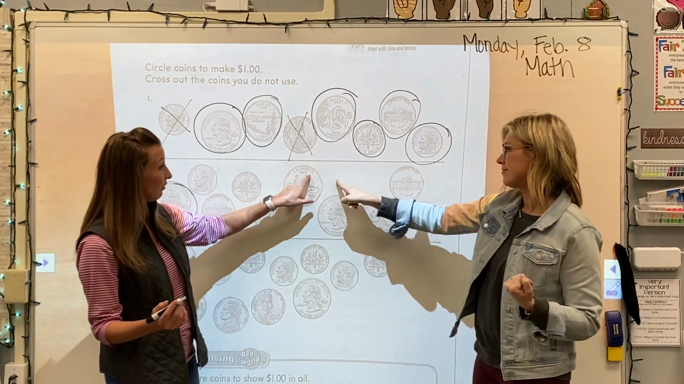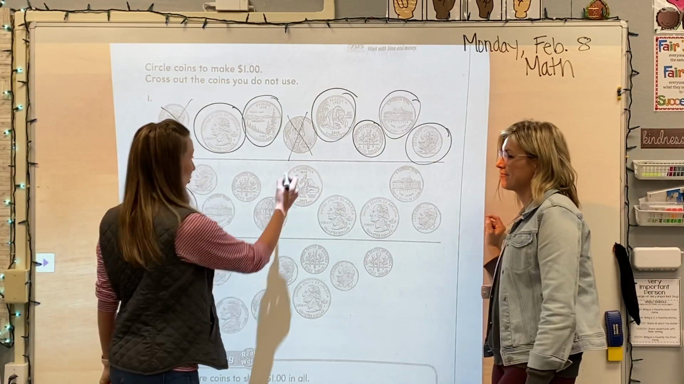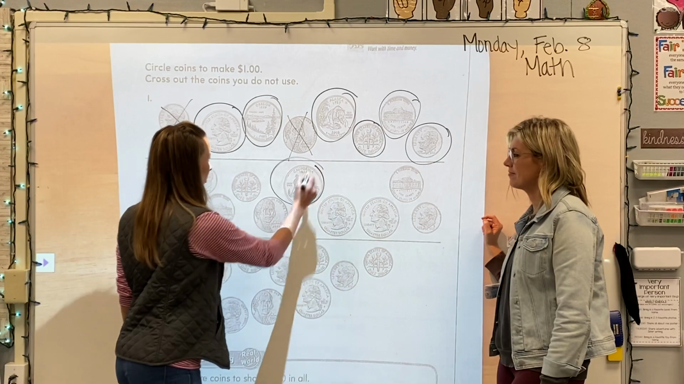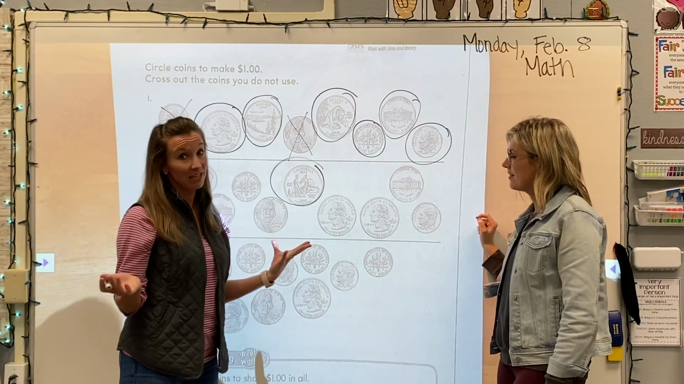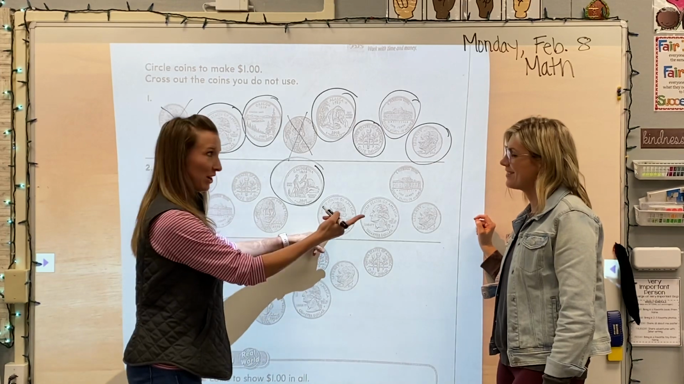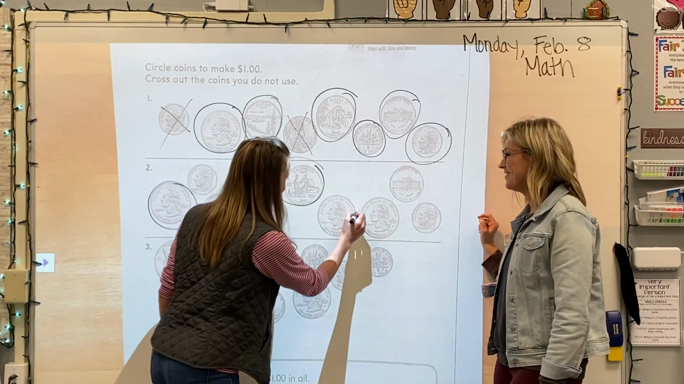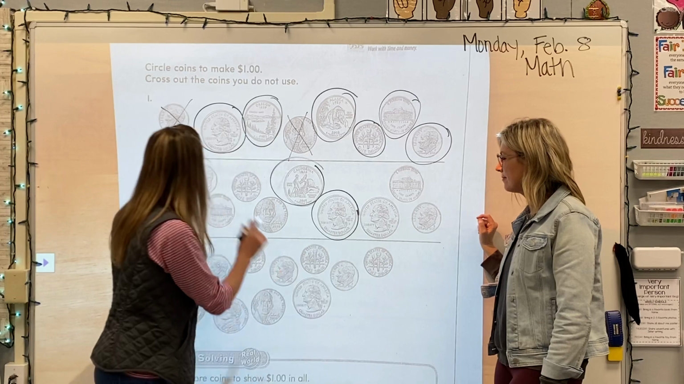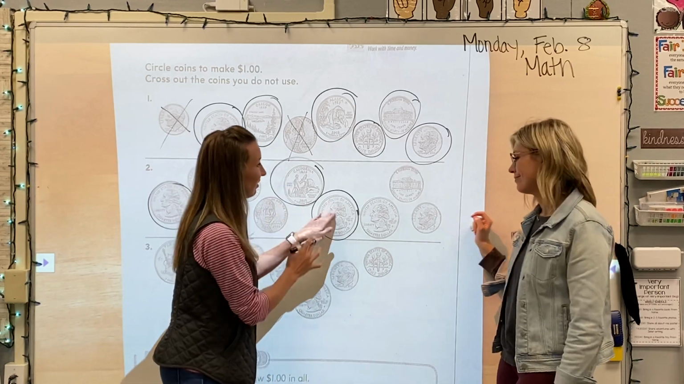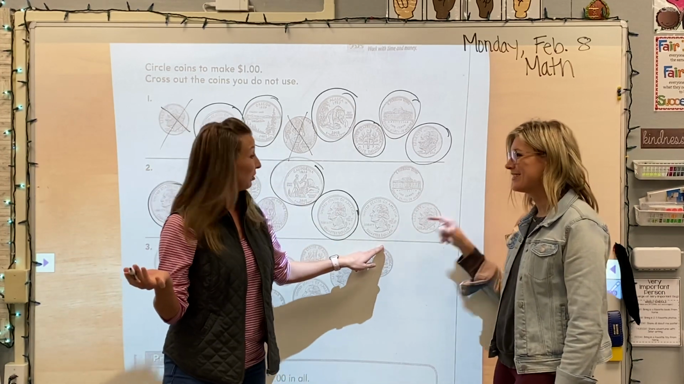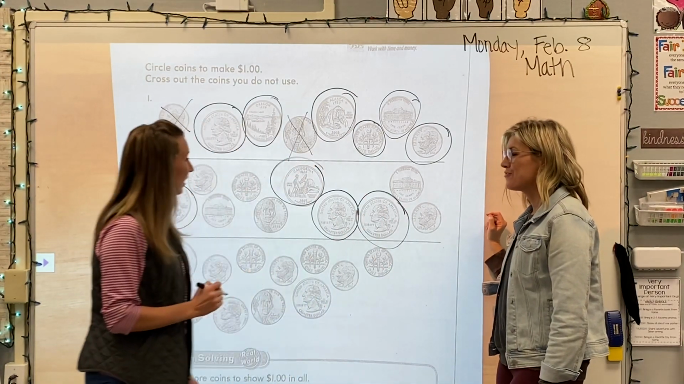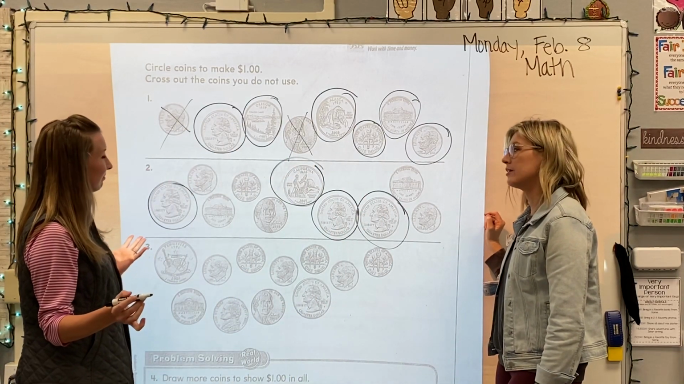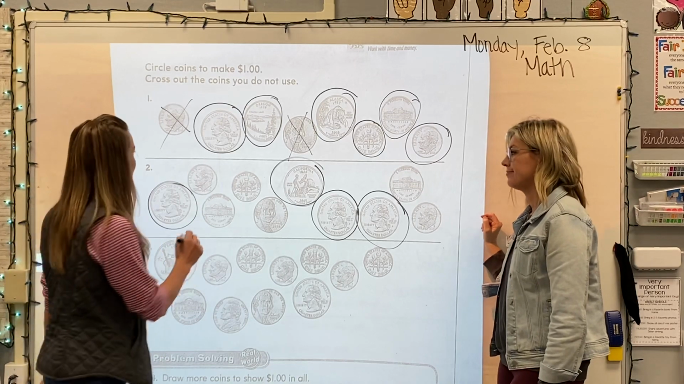And then we talked about the back of those quarters that have the states on them. I know that California is a state, so I know that that's a quarter. That's 2 quarters, so I have 25, 50. I need another quarter. Oh, there's your friend again, George Washington. 25, 50, 75. Oh, there's another quarter. Here we go. That sure did make our life easy. Now, am I done? No, you have to cross out the coins you don't need. Cross all the ones out that we didn't use.